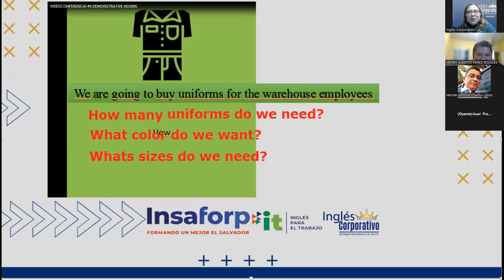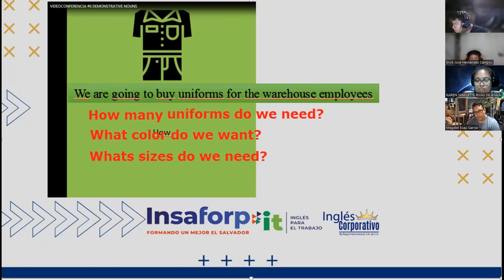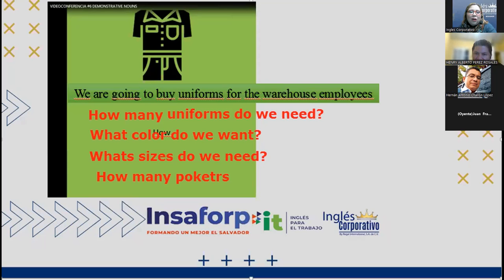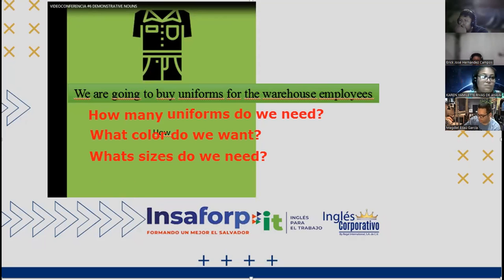A ver, todos pensando en otra pregunta. ¿Qué más podemos preguntar? How many pockets, right? Do you need them with a zipper or do you need them with buttons, right? Overall, or a suit with a shirt and pants, right? How many buttons do you need?